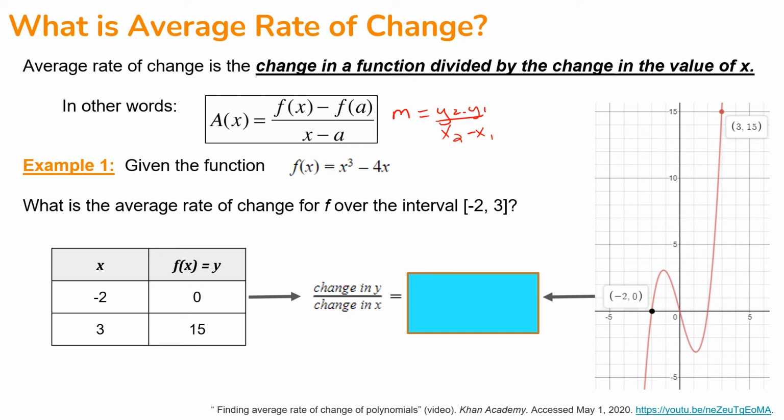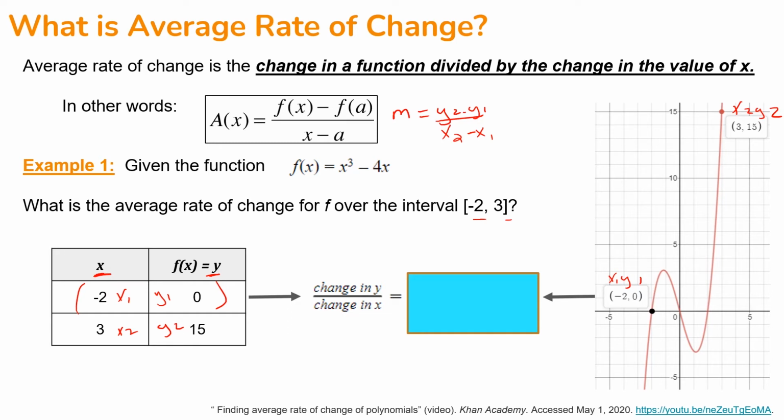And so we have a polynomial function right here. We have this graph. For example 1, it says given a function f(x) equals x to the third minus 4x, what is the average rate of change for f over the interval -2, 3? So basically our interval will always be our x values. And so we could label our graph here x1, y1, x2, y2, or we can label this table here. These are ordered pairs, so we have x and f(x) equals y. So x1, y1, x2, y2. And we're basically just plugging it in.